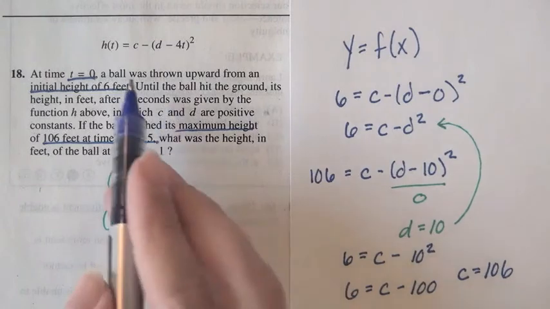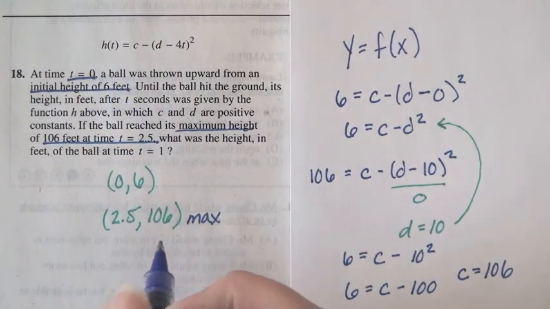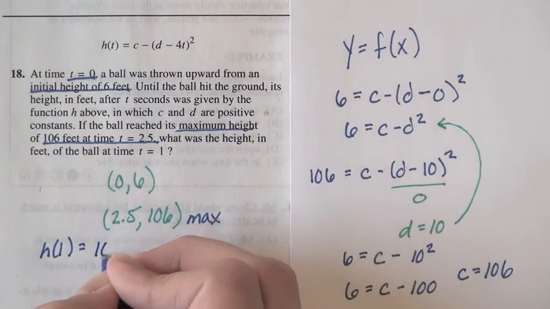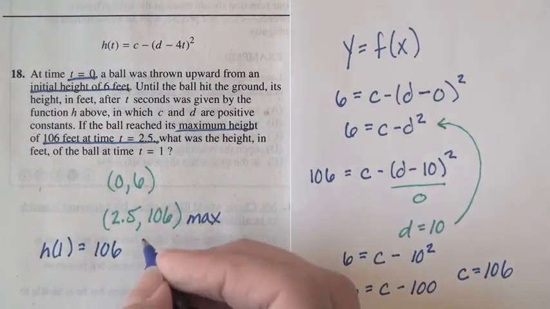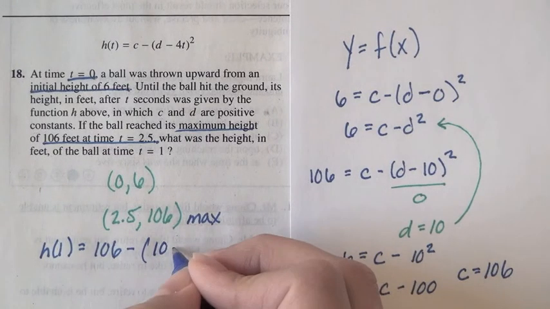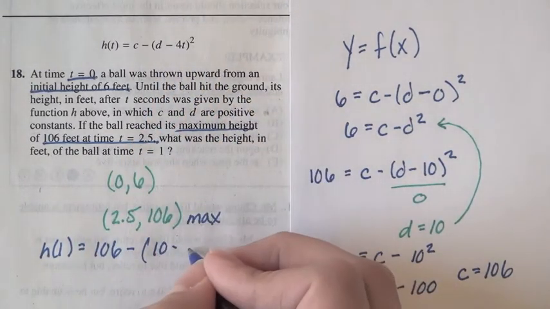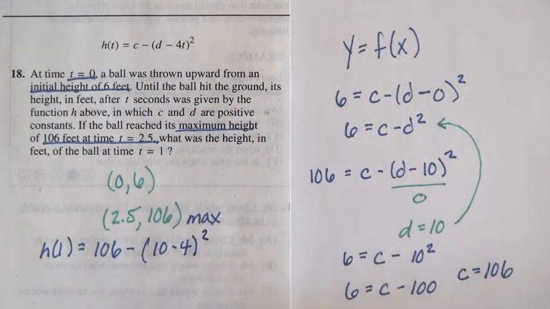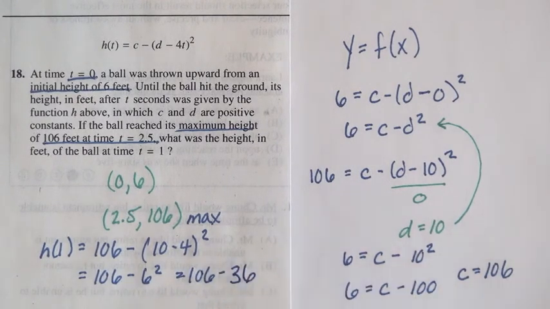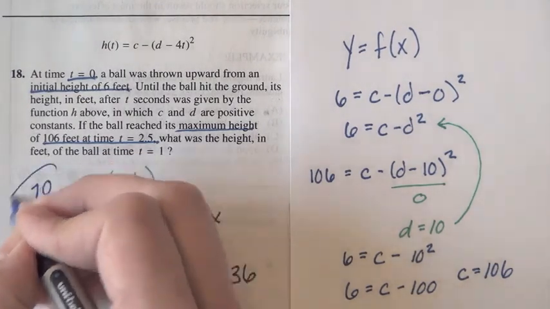We want to know what was the height h of t if we plug in 1 for t. So h of 1 is equal to 106, that's the value we found for c, minus 10, that's the value we found for d, minus 4 times 1, which is 4, squared. So h of 1 is 106 minus 6 squared, or 106 minus 36. And that's why the correct answer is 106 minus 36, or 70.